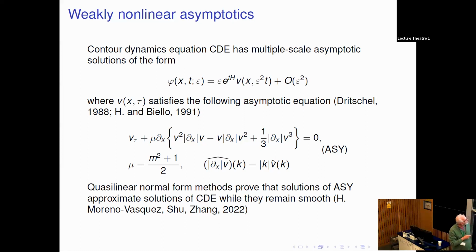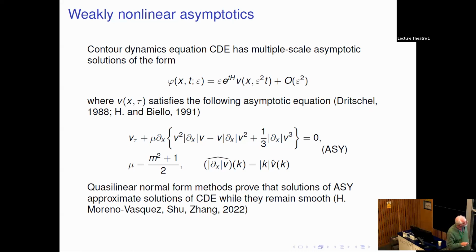Then with Joseph Biello, my colleague, we derived this equation written in various forms directly from Euler. So rather than using contour dynamics, we just did an expansion of Euler to get the equation. Since then, I've been interested in various aspects of this.